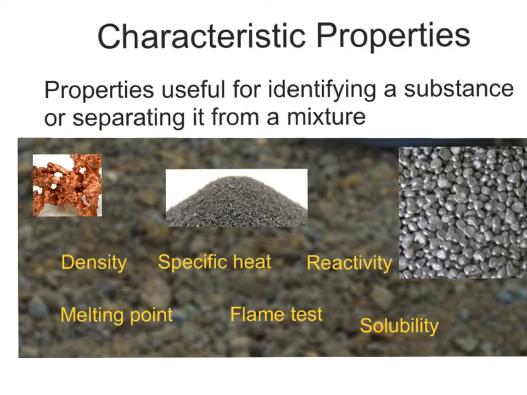Hi guys, we've used characteristic properties to identify substances. Now we're going to use characteristic properties to separate substances. Most of the natural world is in the form of mixtures, heterogeneous or homogeneous mixtures. Most things are not all one substance.